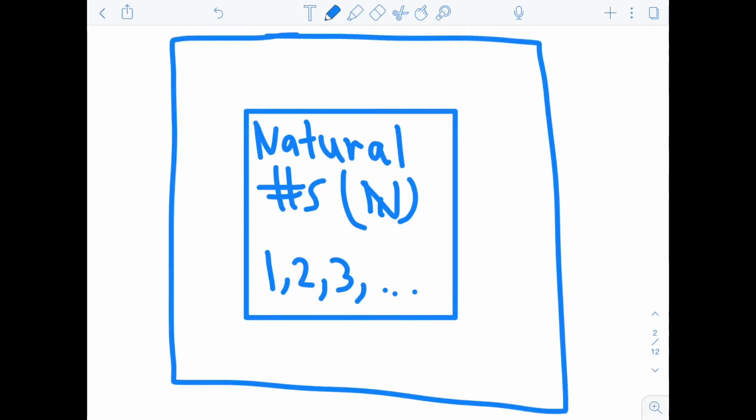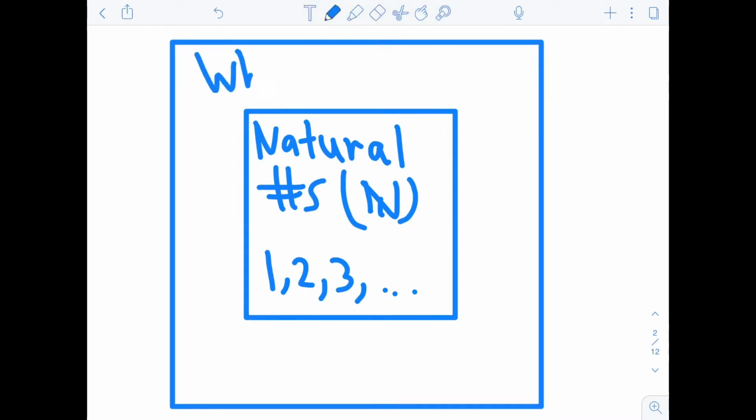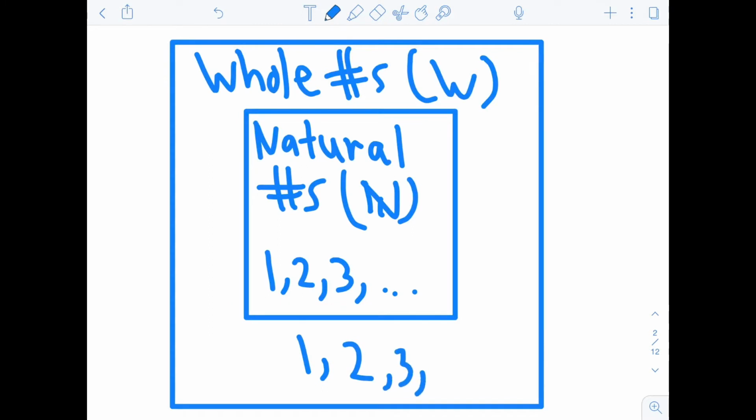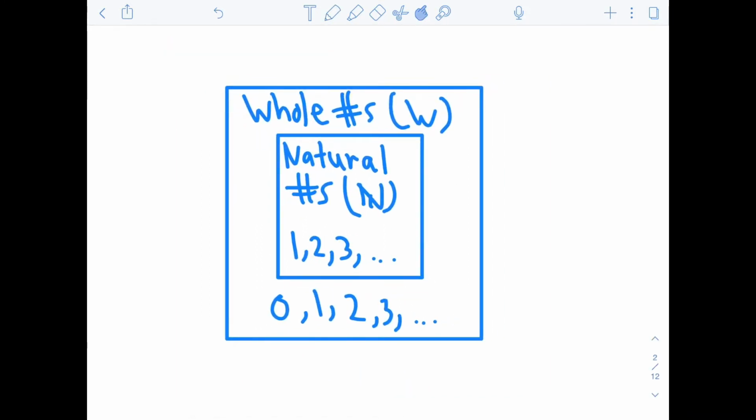So something a little more general are the whole numbers. The symbol for this is a W. So all natural numbers are whole numbers. So that's why I put natural numbers inside of whole numbers. So it includes 1, 2, 3, and so on, but it also includes 0. So that's the only difference. It's also a whole lot of fun.